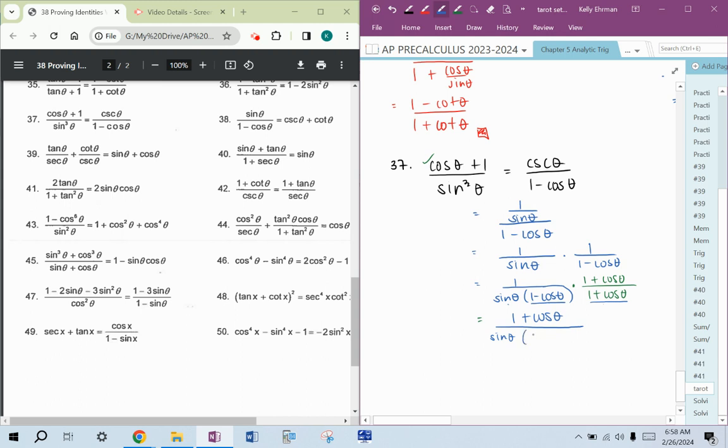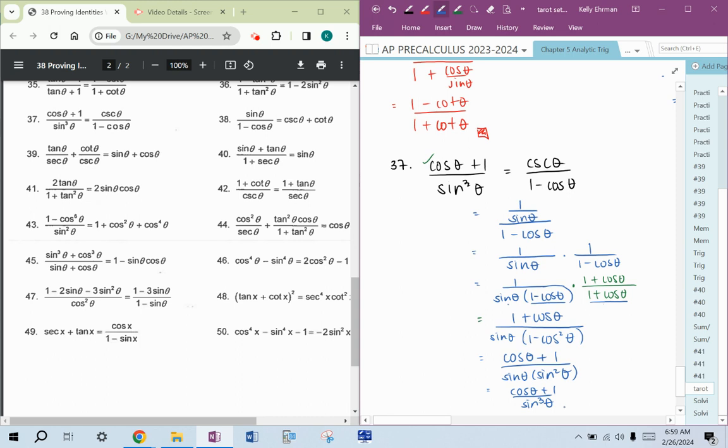1 minus cosine times 1 plus cosine is 1 minus cosine squared. That is convenient because 1 minus cosine squared is sine squared. Let's flip the order too. Instead of 1 plus cosine, cosine plus 1 over sine times sine squared. And yeah, that's cosine theta plus 1 over sine cubed.